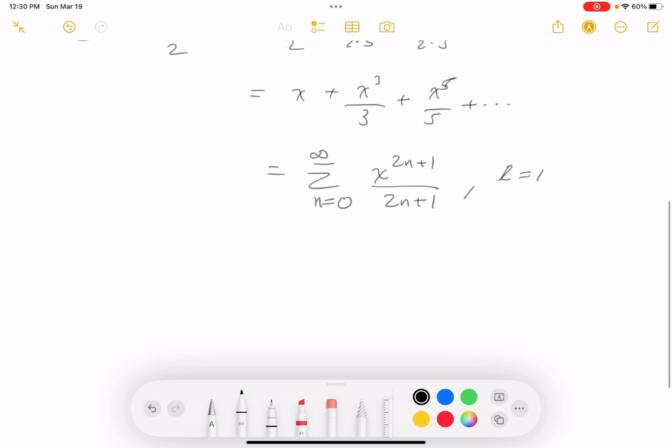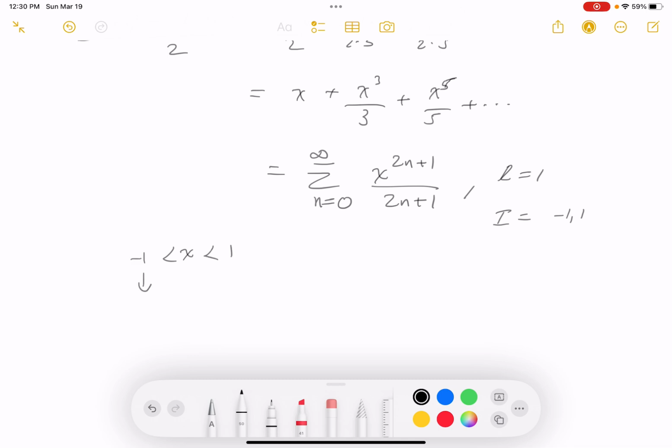Let's go through that. This is centered at 0, by the way. So we're looking at an interval from minus 1 to 1. Let's go through it and check out the endpoints. So x is between minus 1 and 1. Let's check this out first.